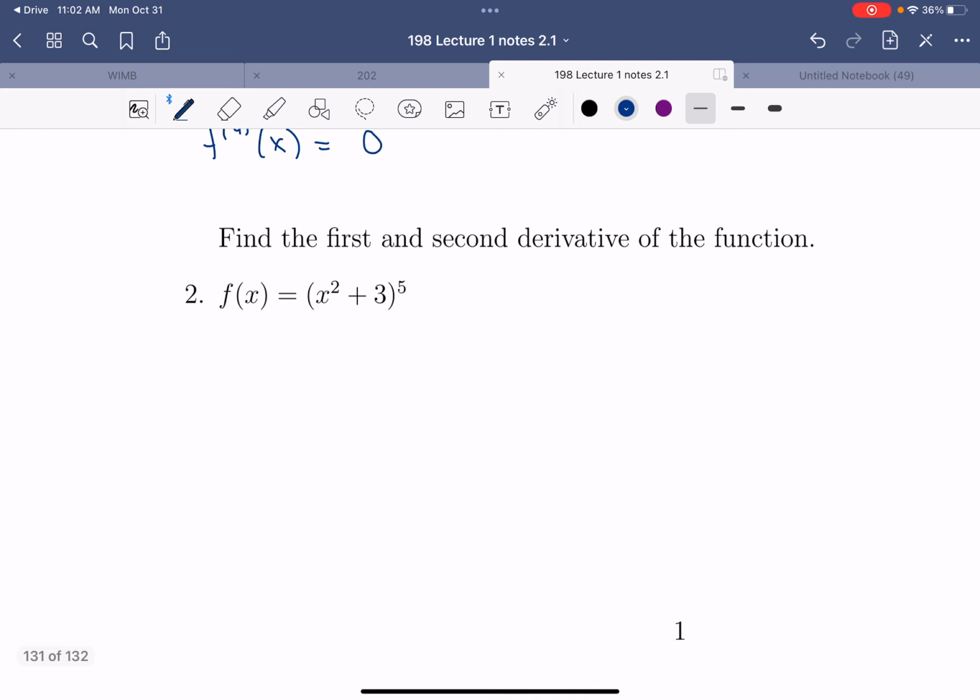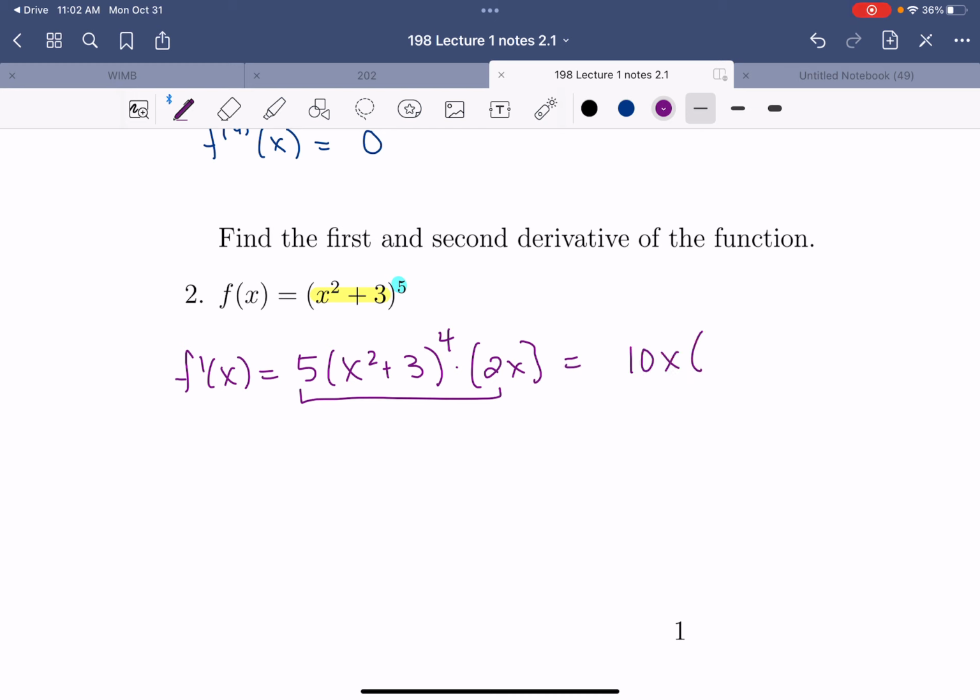So for example, in number 2, when I go to find the first derivative, I see that this is going to be a chain rule because I've got an inside function and an outside function. So the first derivative here is going to be 5 times x squared plus 3 to the 4th times the derivative of what's inside, which is 2x. So now I'm going to put these two together and make it 10x times x squared plus 3 to the 4th, okay?